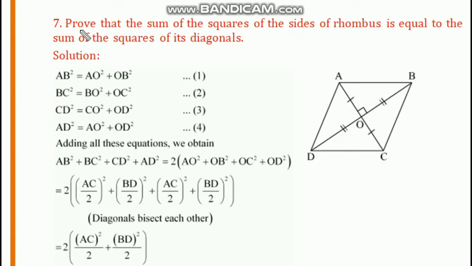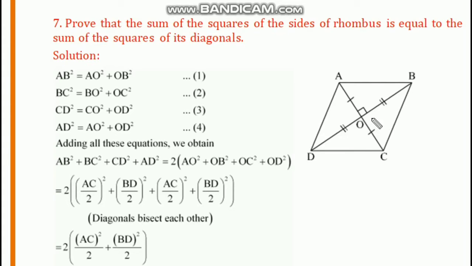Students, let's discuss exercise 6.5, seventh sum. Prove that the sum of the squares of the sides of a rhombus is equal to the sum of squares of its diagonals. Here I took the rhombus ABCD with its sides. At the same time, see this, the diagonals are intersecting at point O.